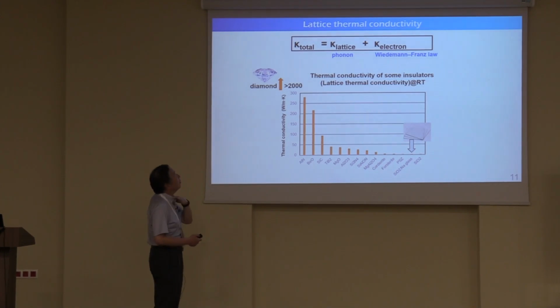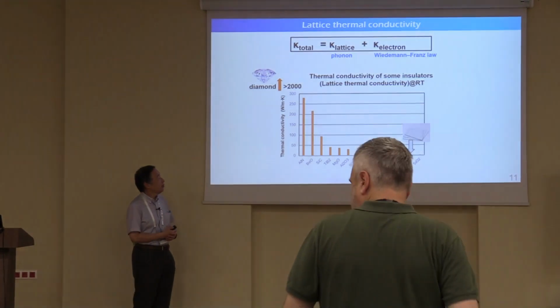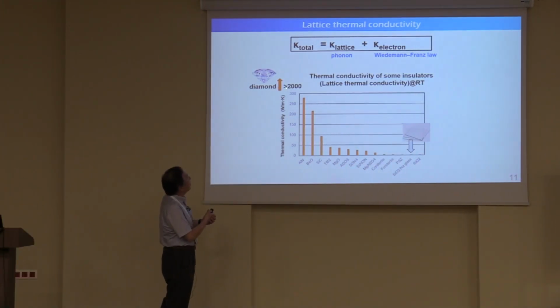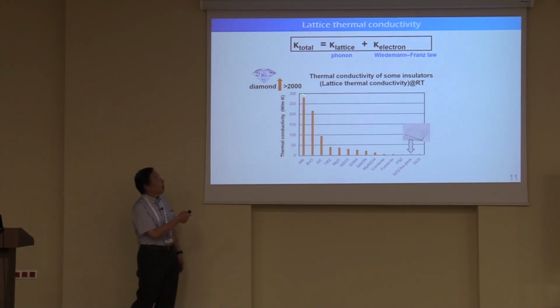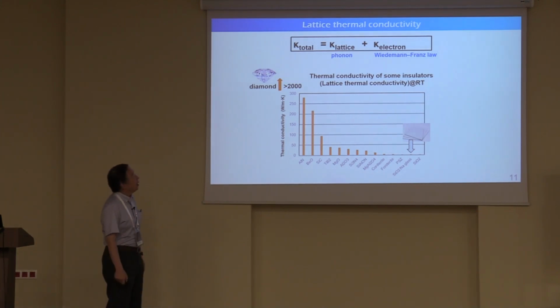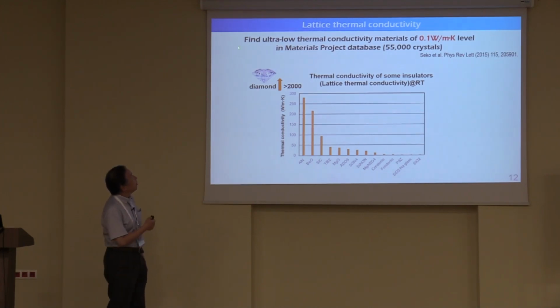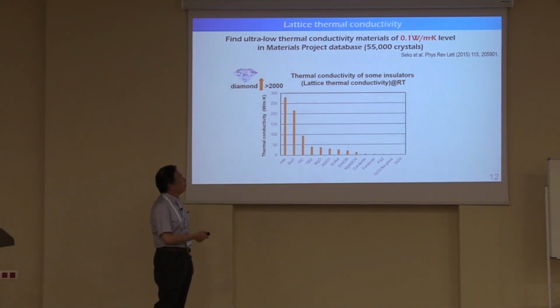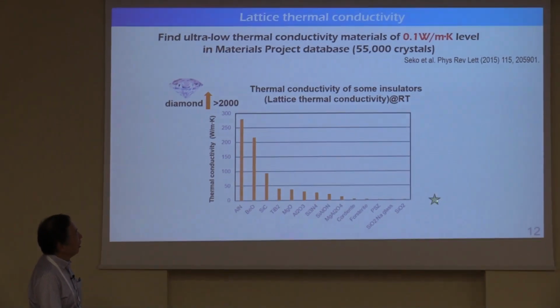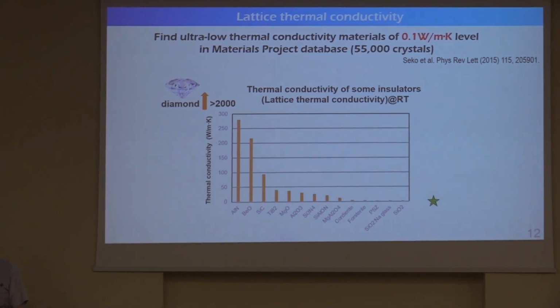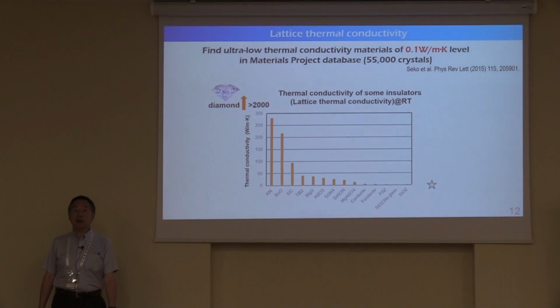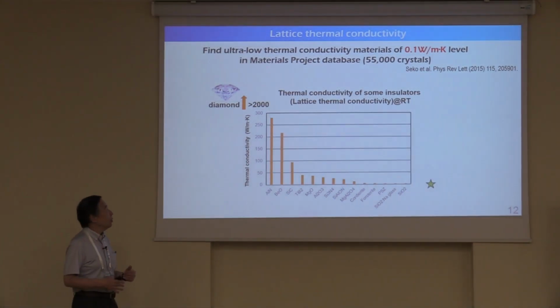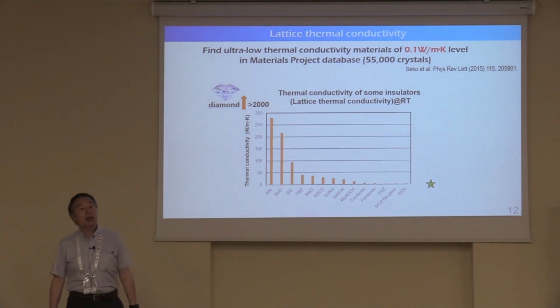This is the experimental lattice thermal conductivity for a number of different systems. Diamond has the highest thermal conductivity, about 2,000 in units of watts per meter kelvin at room temperature. And window glass, or SiO2, has a very low thermal conductivity, lower by a factor of 1,000 or even lower. Our motivation was to find some ultra-low thermal conductivity material, much lower than SiO2, if it exists. With the Materials Project database, which contained at that time 55,000 crystals, we used that database and our thermal conductivity calculation results as a database to search for something new.